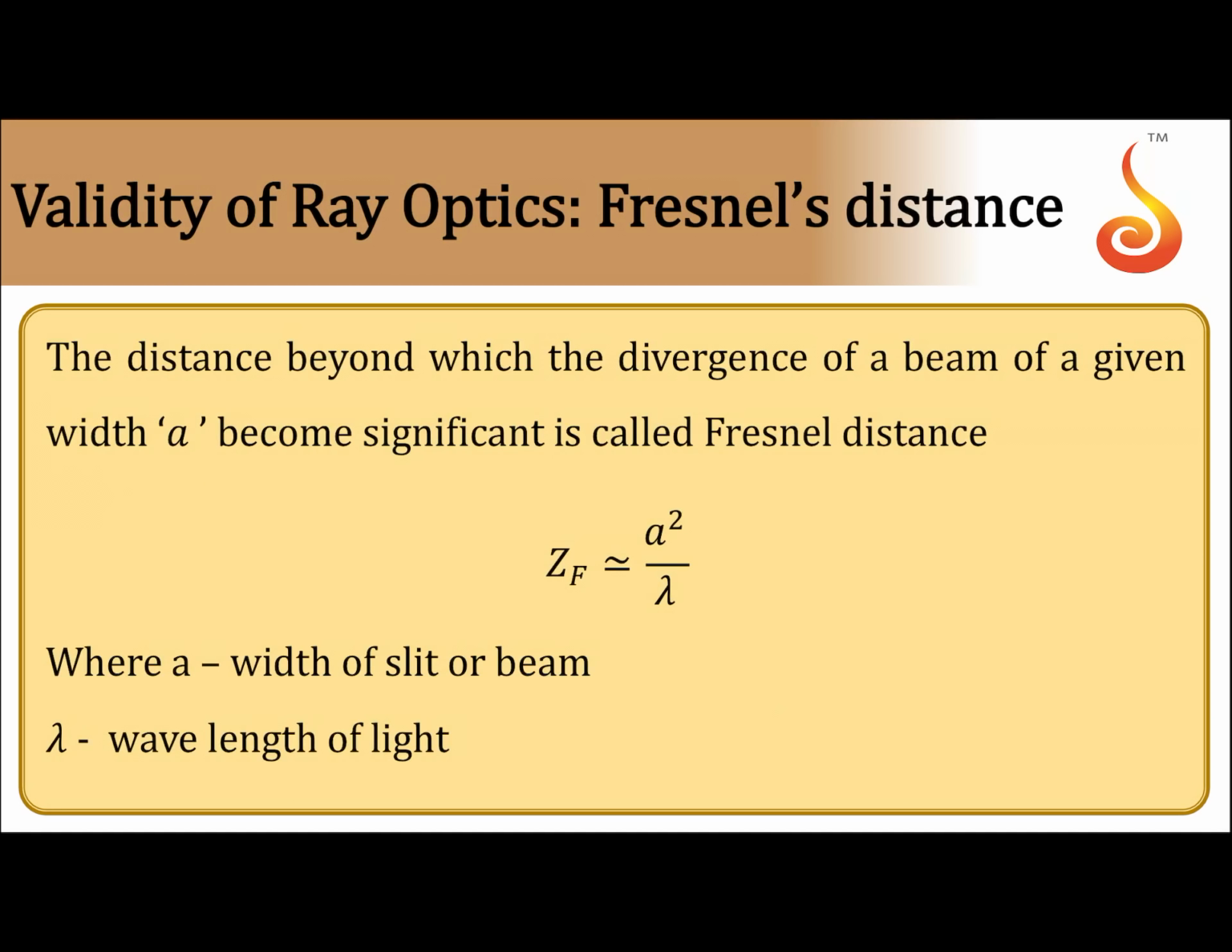The distance beyond which the divergence of a beam of given width a becomes significant is called Fresnel's distance. So spreading due to diffraction becomes equal to the slit width. It is given by a square by lambda.